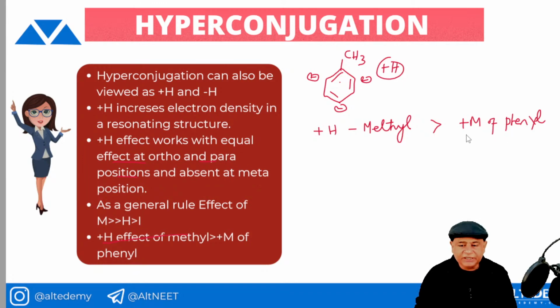Plus M is a tendency again to donate the electron. Plus H again, donation, is the tendency to donate. So this is where one exception lies. Plus H of methyl is greater than plus M of phenyl. In one case, hyperconjugation becomes more powerful in comparison to mesomerism, or you can say resonance.